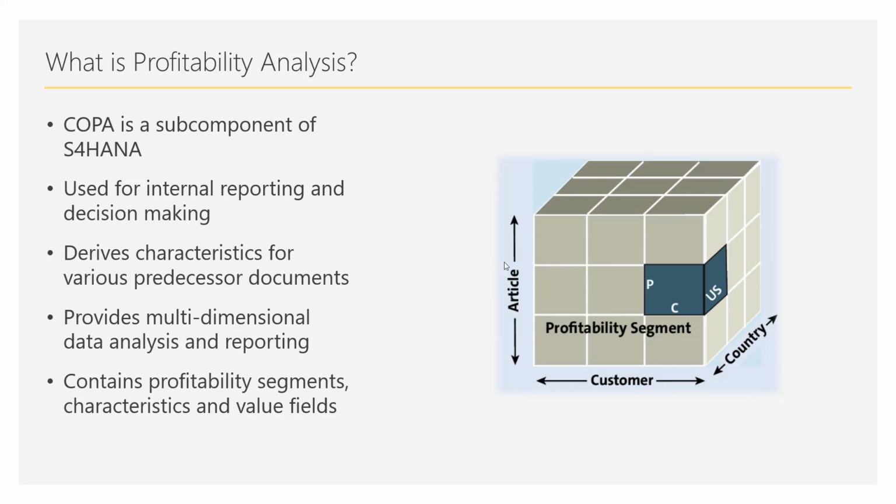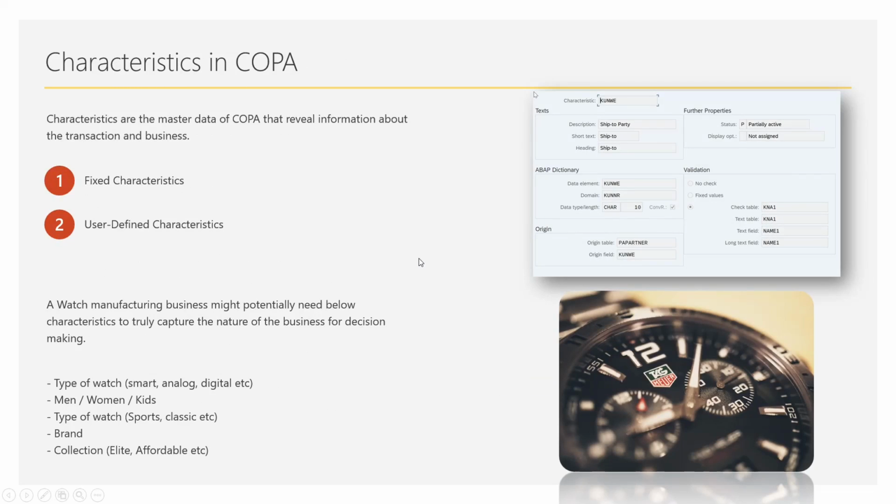Now let us try to understand what the characteristics in COPA are. As we have briefly discussed earlier, a characteristic is something which is going to capture the nature of a field in SAP, which is used in that transaction. To go by a brief definition, characteristics are the master data of the COPA module that reveal information about the transactions and the business. For example, on the right, you can see a screenshot of an example characteristic that is given as a standard by SAP.